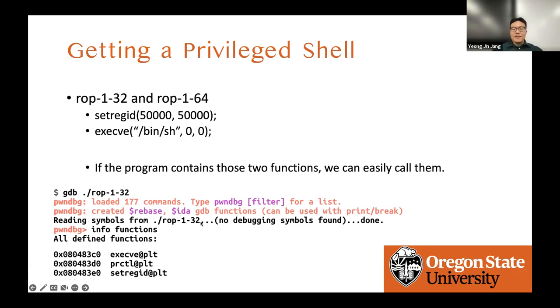And in ROP1 32, I kindly inserted the locations of execve and setregid at a fixed location. So even if your stack, heap, or other memory regions get randomized every time you execute the program, these function addresses will be fixed. Yeah. So you can actually call execve just by returning to these kinds of functions.